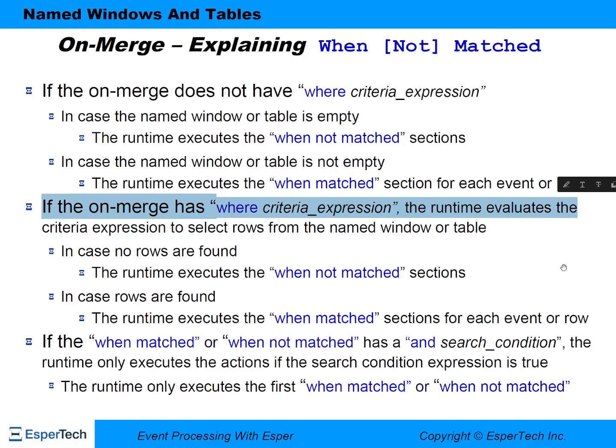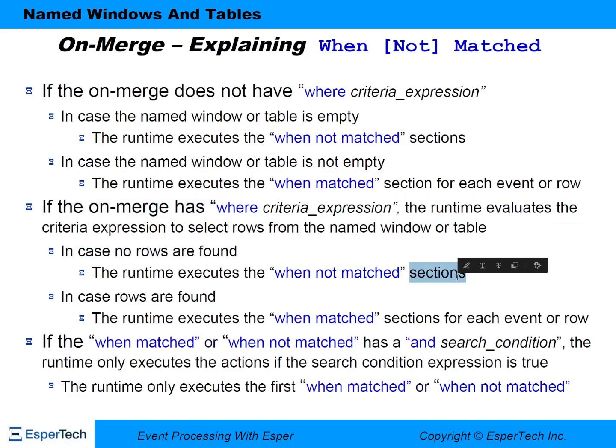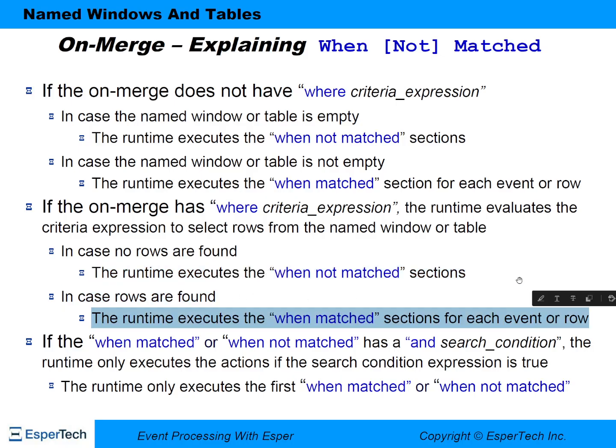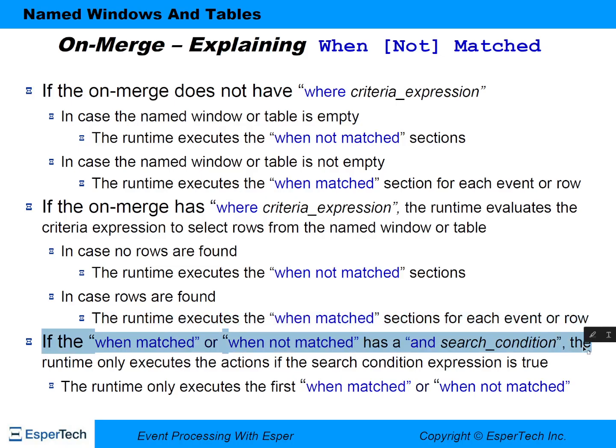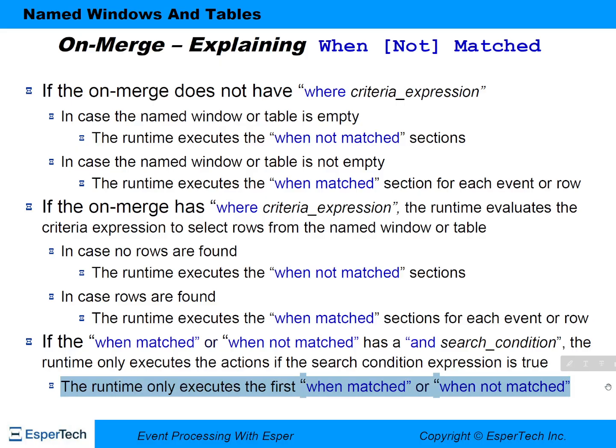If the onMerge has a where keyword, the runtime evaluates the criteria expression to select rows from the named window or table. In case no rows are found, the runtime executes the when not matched sections. In case rows are found, the runtime executes the when matched sections for each event or row. If the when matched or the when not matched has an and keyword and a search condition, the runtime only executes the actions if the search condition expression is true. The runtime only executes the first when matched or when not matched.